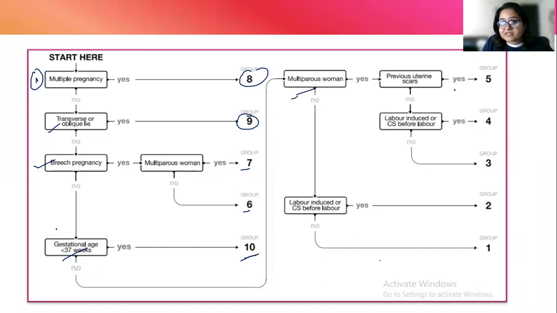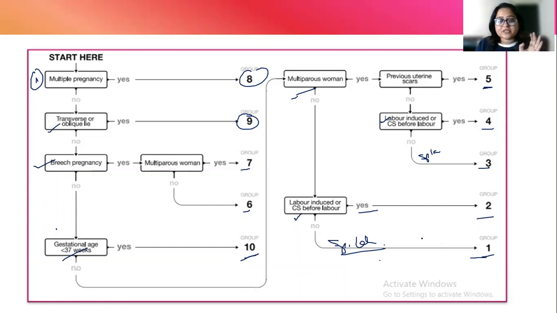Yes, with a previous scar, group 5. No, she doesn't have a previous scar, but labor was induced, so section was done before labor, then group 4. No, that means she's in spontaneous labor, group 3. Okay, she's not multiparous, she's nulliparous. Was labor induced or cesarean section before labor? Yes, group 2, and no, spontaneous labor. So this is basically a primary spontaneous labor, single cephalic, no scar in the uterus, group 1.